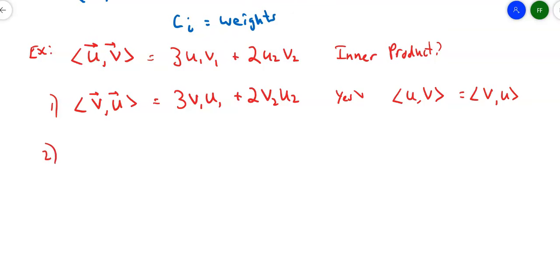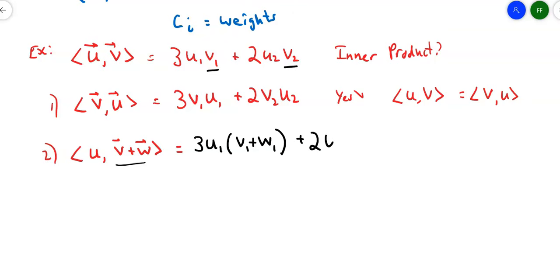All right, the second thing I need to test is I need to look at what the inner product of u and v plus w is. Okay, so let's see what that gives me. I'm going to replace all of my v's with v plus w. So up in the original function up here, I have a v here and a v here. I'm going to replace those with v plus w's, and then I got to carry through the operation. So I'll end up with 3u1 times v1 plus w1 plus 2u2, and then I replace that v2 with the v2 plus w2.